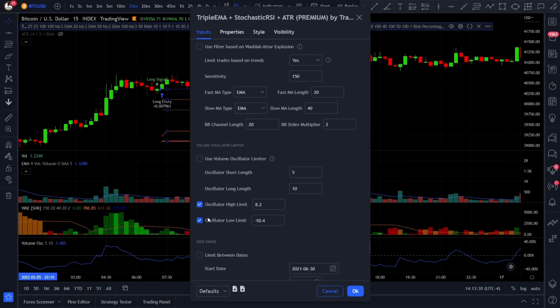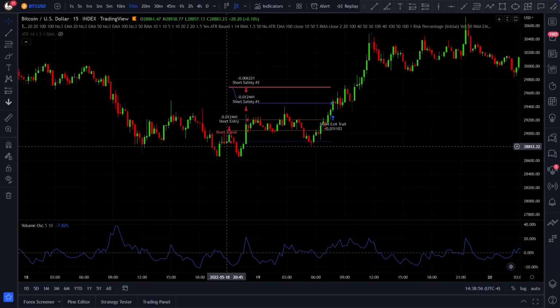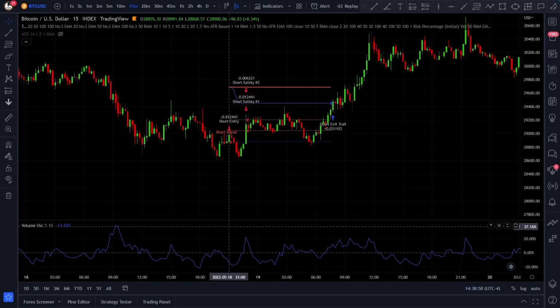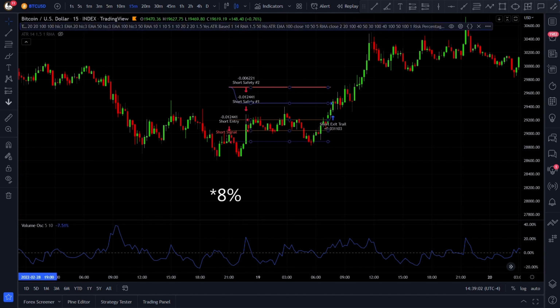If only the high limit is ticked, the strategy will only enter into a position if the oscillator's line value is lower than this limit. Simple as that. You can modify the volume oscillator settings inside the script. For example, here is a losing short trade that could have been eliminated with this filter. If you take a look at the oscillator's value below the signal candle, you can see that it's around negative 3%.